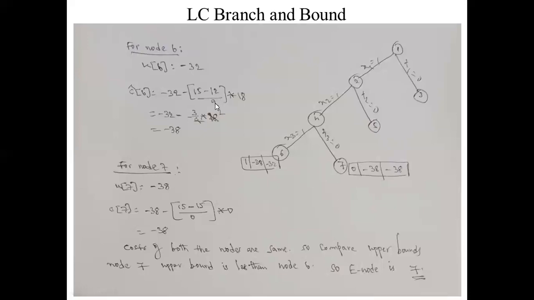So 15 minus 12 by 9 into 18. So 3 by 9 into 18 minus 38. Again we get minus 38 as the cost value. The upper bound is the first 3 elements' profit, minus 32.